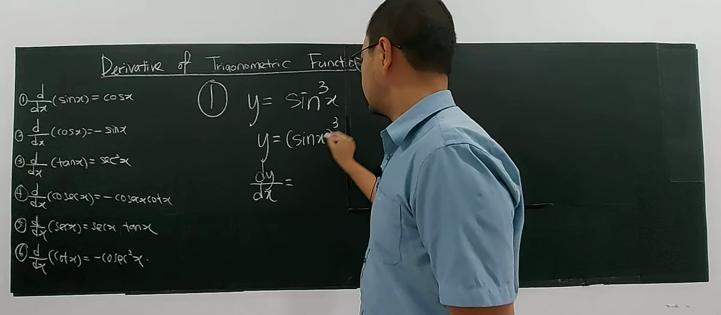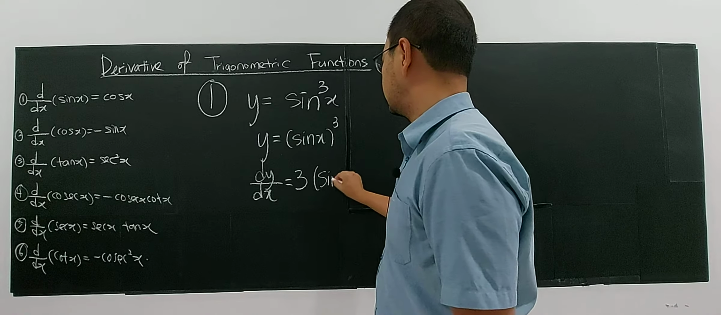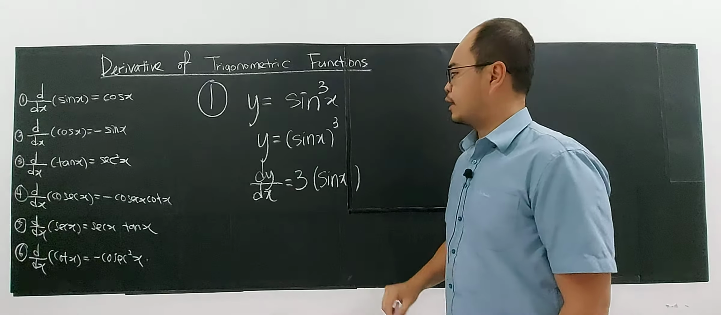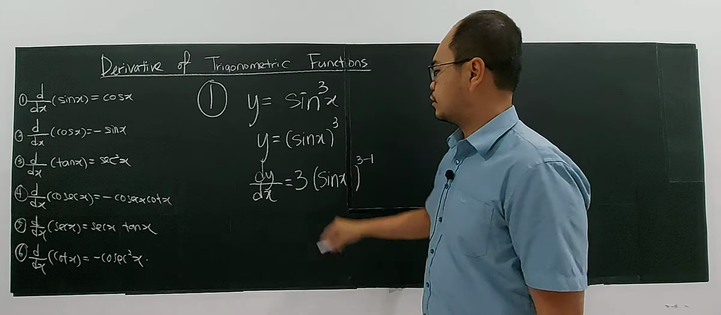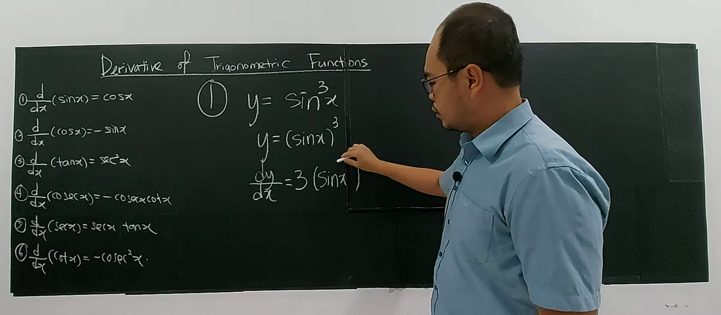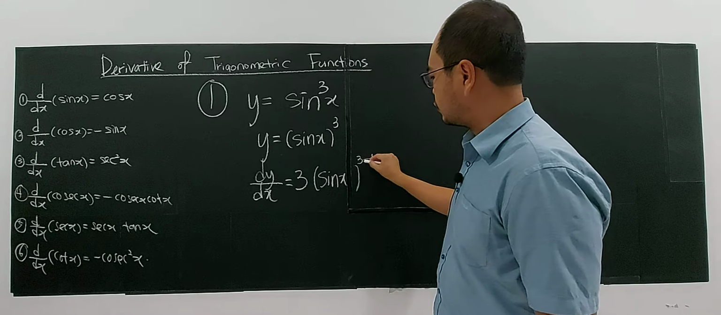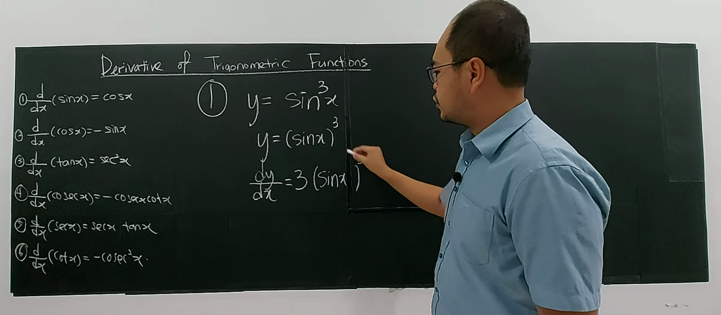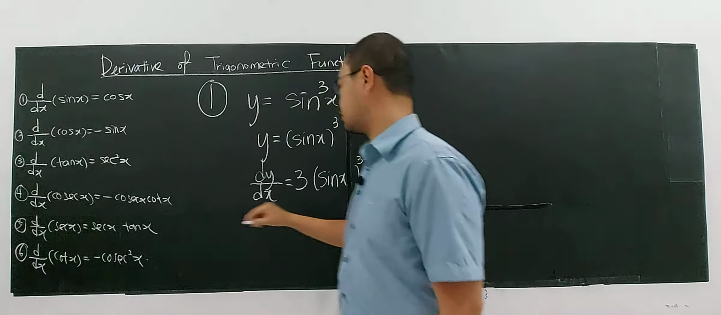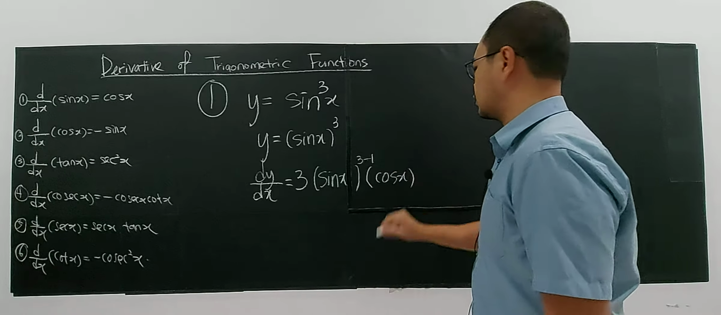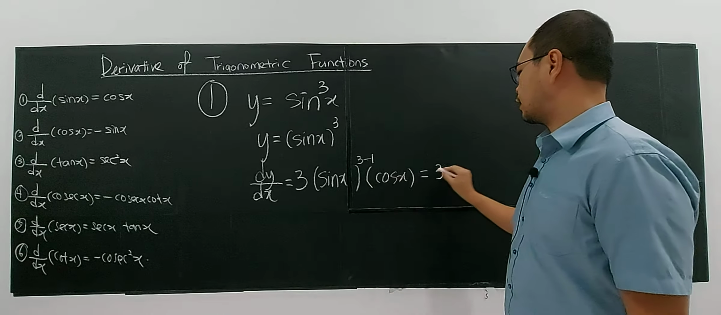So dy/dx. You have to deal with the power first, 3, and sin x. The 3 you have to minus 1 as you're differentiating. The first step is you bring down the 3, and the second step is copy back sin x and take 3 minus 1. Later, you differentiate the function inside the power, which is sine. Differentiate sine, you get cos, so you have cos x.